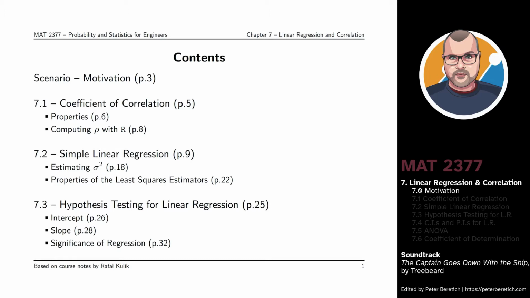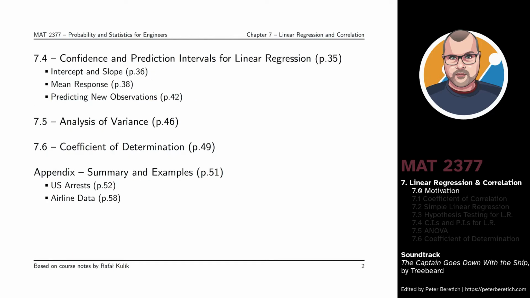Then we'll talk about the coefficient of correlation, the linear coefficient of correlation. We'll talk about simple linear regression proper, and then we'll talk about hypothesis testing for linear regression, confidence intervals and prediction intervals, not quite the same thing, that's a new concept for linear regression, the analysis of variance, also known as ANOVA, and then eventually the coefficient of determination, which we can use to determine how well the linear regression model fits. Now, for all of these, we're just going to be presenting an introduction.